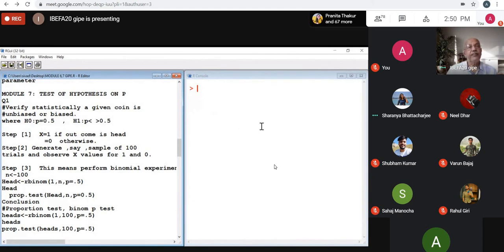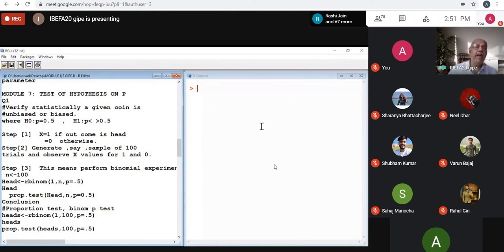Okay. Test of hypothesis we have done for averages. Now we are doing test of hypothesis on probability. Probability is for count data. Mean test is for measurable data. What do you mean by count? Number of times your outcome comes. Favorable outcome.